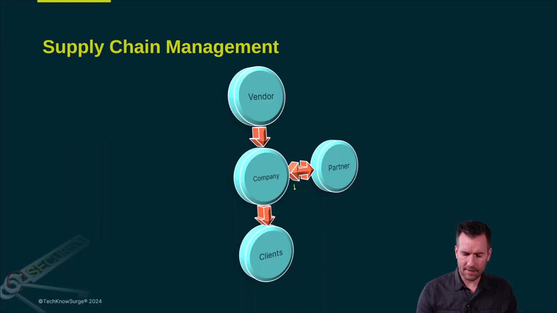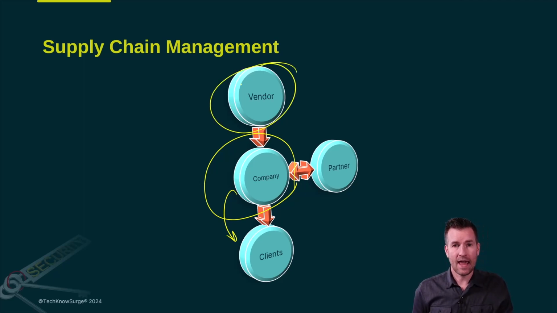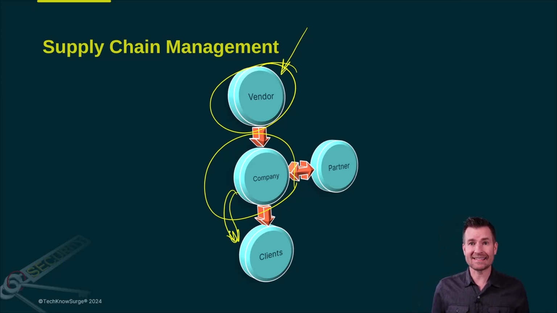Let's say I'm a company that creates a product, and I'm selling that product to my clients. Well, there's material that goes into creating that product, and I'm getting that from other vendors. And they're getting material from other vendors. And so what happens is we create this chain of material that goes into creating the product that I'm going to sell to my clients. We call that the supply chain. And it's something that we have to analyze from a security perspective to make sure we're doing security correctly.